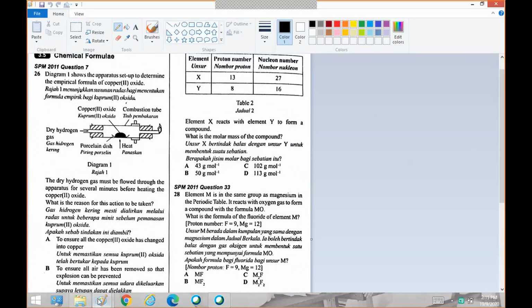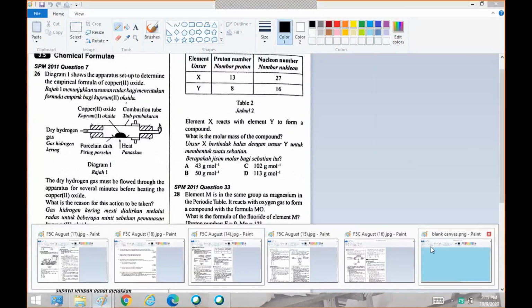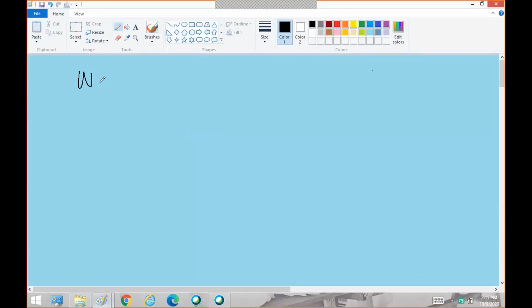Now, in that case, the first thing you will need to do is to write down the equation if they didn't give it to you. Sometimes they give it to you already, so that's fine. If they don't, however, you have to write it down yourself. And then always, the next thing you do is find the mole.